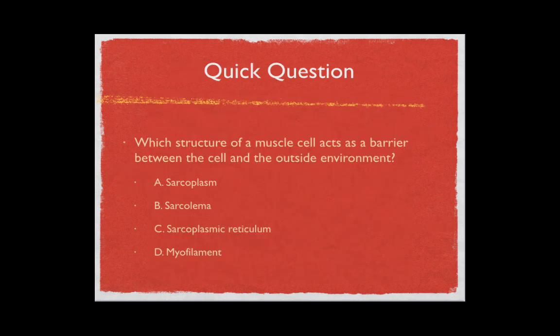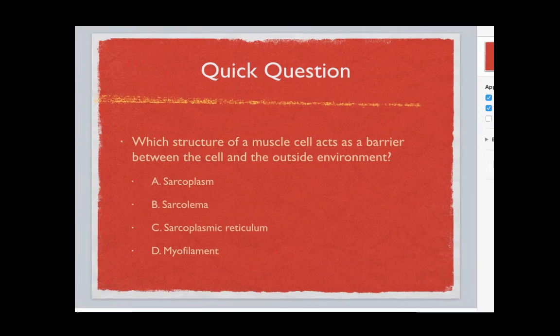So here's a quick review question. Which structure of a muscle cell acts as a barrier between the cell and the outside environment? Pause if you want to figure this out. And answer B is the correct choice. The sarcolemma is analogous to the outer plasma membrane of an animal cell.